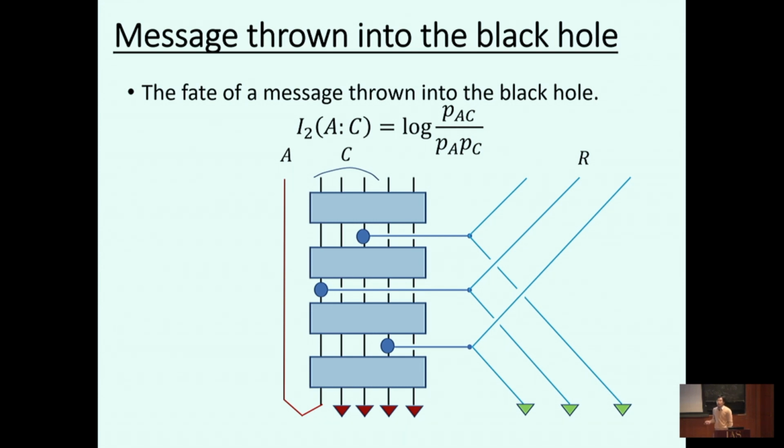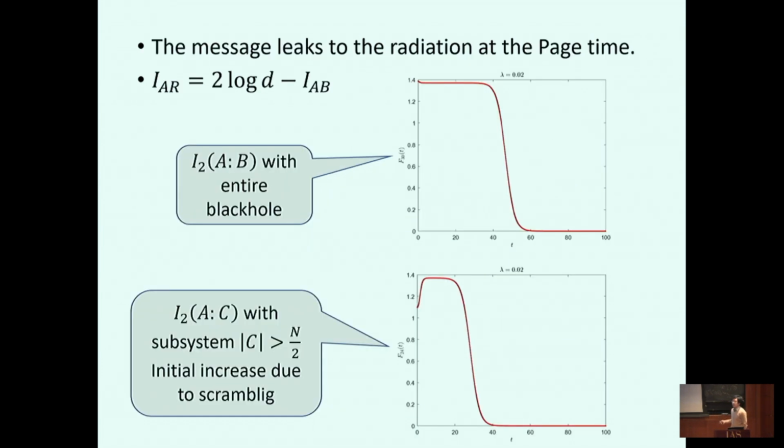And in a short time, basically in a scrambling time, this message goes to many qubits, so that there are a lot of sites. If C is big, then there are a lot of C's from which you can extract that message. So if C is bigger than half, you see this increase; if C is smaller than half, you don't. If C is bigger than half, you see this increase of mutual information, and then it goes to the bus after the page time.